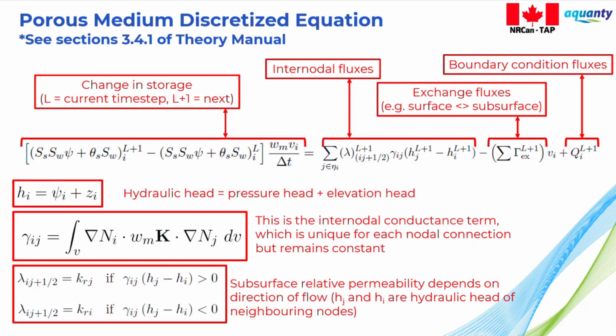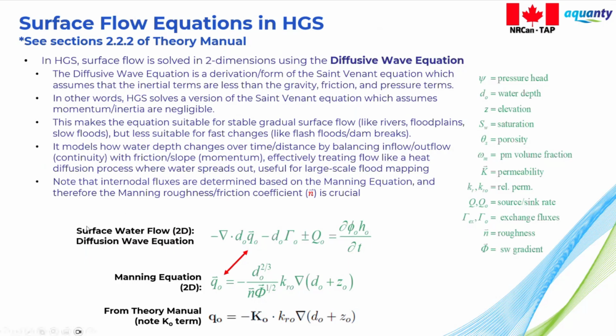Again, I'm not going to dwell on it just in the interests of time. In the surface domain, we handle surface flow using the diffusive wave equation. So this is an approximation of the Saint Venant equation. It assumes that inertial terms are less than gravity, friction, and pressure terms. So what this basically means is that in HydroGeoSphere, the surface flow equation does not incorporate a momentum or an inertia component. What this means is that HGS is not really suitable for really fast flowing simulation processes.